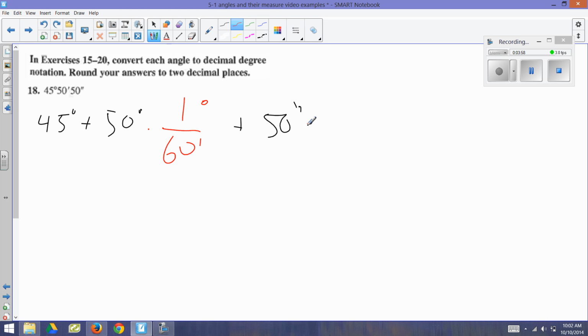To do the seconds, I can convert seconds to minutes first. So I'm going to do 1 minute is 60 seconds. And now seconds cancel out, and I have this in minutes. So now I'm going to do minutes to degrees. And I know that 1 degree is 60 minutes.